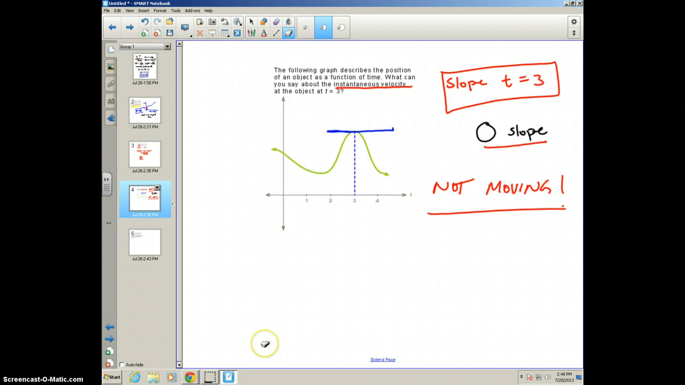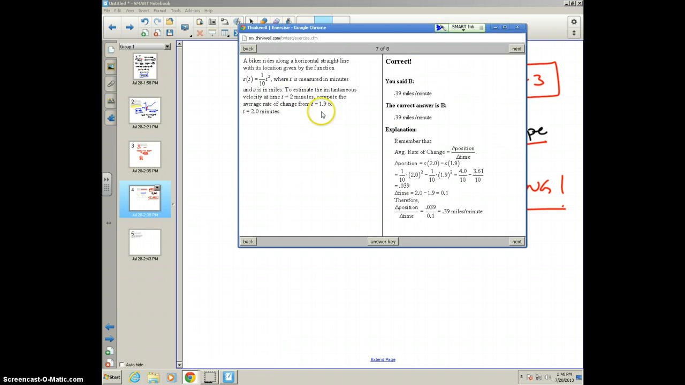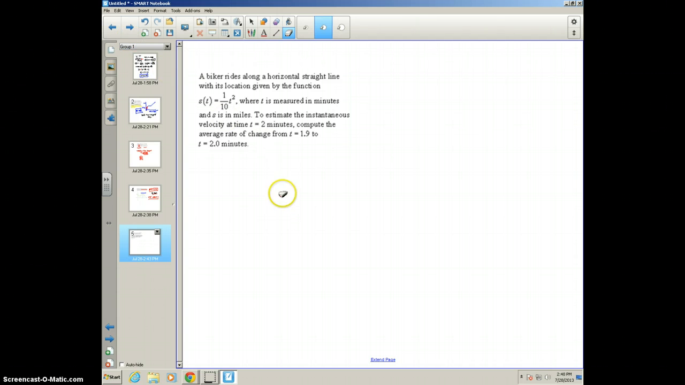Now we'll do our final problem, which I believe is the hardest one in the chapter, in the question set. And that is this problem here. Alright, so a biker rides along a horizontal straight line with its location given by the function s(t) equals 1/10 t squared, where t is measured in minutes and s is in miles. To estimate the instantaneous velocity at time t equals 2 minutes, compute the average rate of change from t equals 1.9 to 2 minutes. So what we're looking for is the average rate of change from 1.9 to 2.